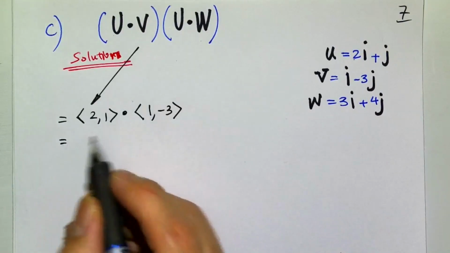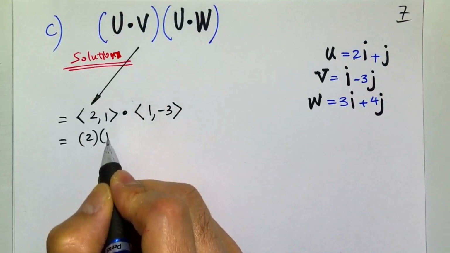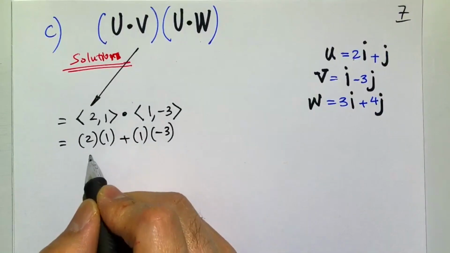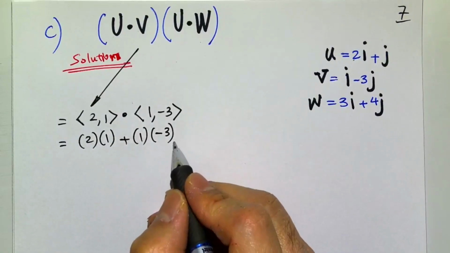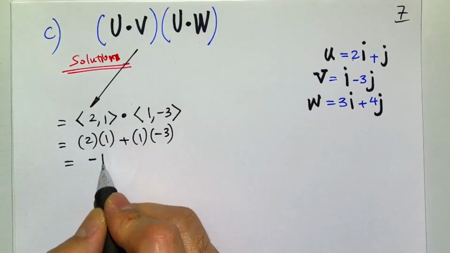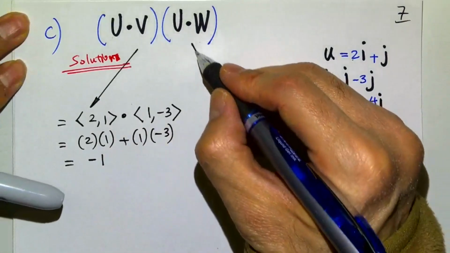And so let's calculate this before we go to that one. So we have 2 times 1 plus 1 times negative 3. And what do we have here? We have 2 minus 3, that's minus 1. Right?